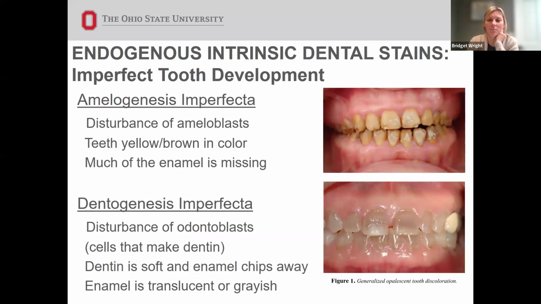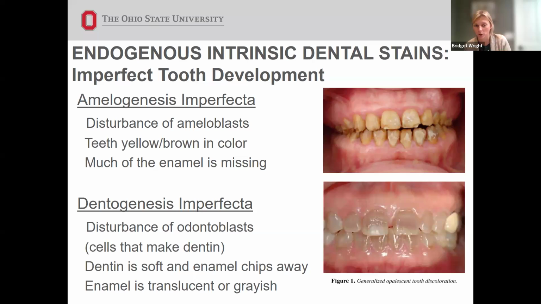All right. More endogenous, intrinsic staining. These two pictures are congenital problems, so patients were born with one of these two conditions. The top one is amelogenesis imperfecta, so something is wrong with the enamel. The enamel's not perfect. The bottom one is dentinogenesis imperfecta, so something's wrong with the dentin.